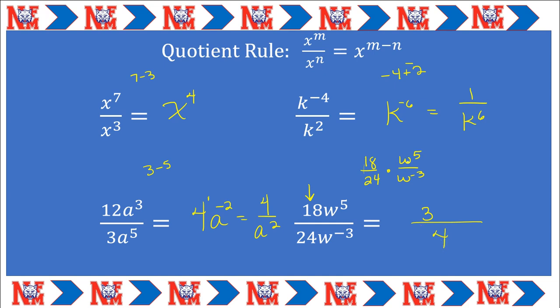Now let's evaluate the variable. I'm just going to go ahead and write my factor, or my base w, in the numerator. And we're going to say 5 minus negative 3. So many times folks want to say that this is going to give us an exponent of 2. No. 5 minus negative 3 gives us an exponent of 8.